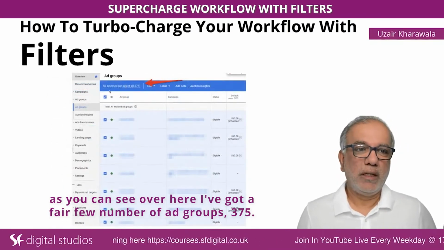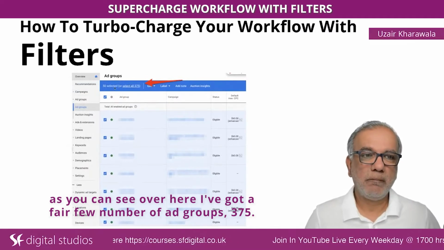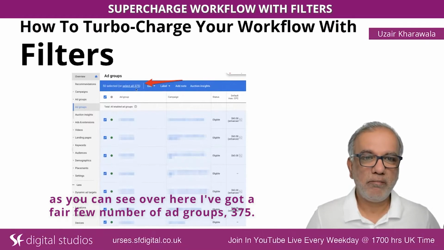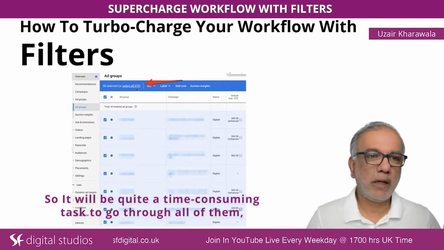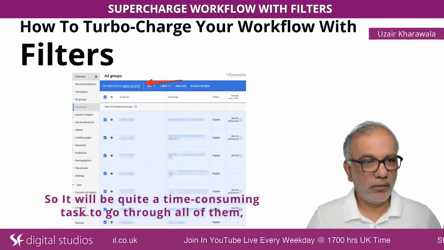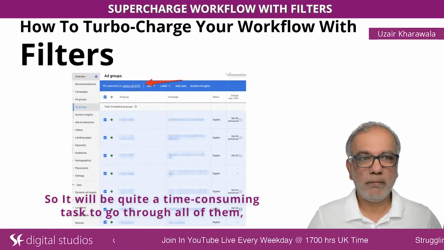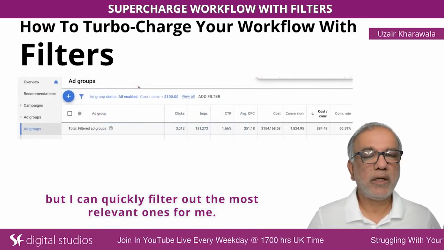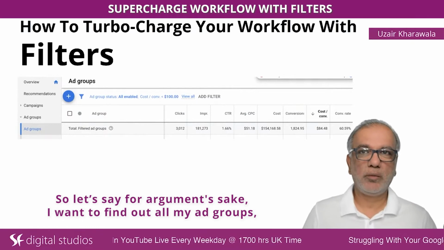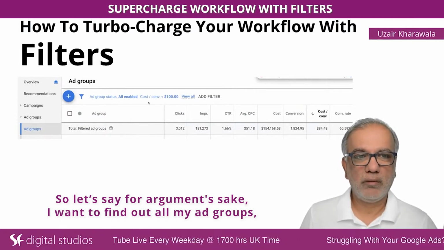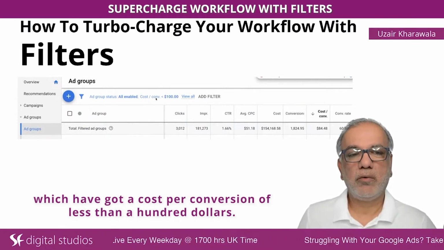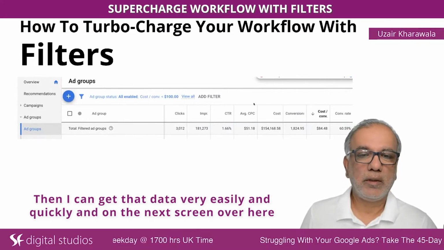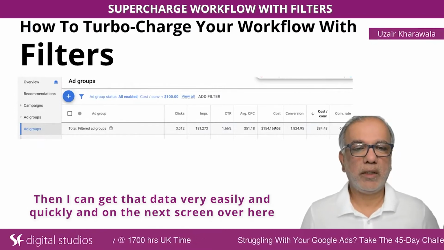At the ad group level, as you can see over here, I've got a fair few number of ad groups, 375. So it will be quite a time-consuming task to go through all of them. So I can quickly filter out the most relevant ones for me. So let's say, for argument's sake, I want to find out all my ad groups which have got a cost per conversion of less than $100. Then I can get that data very easily and quickly.